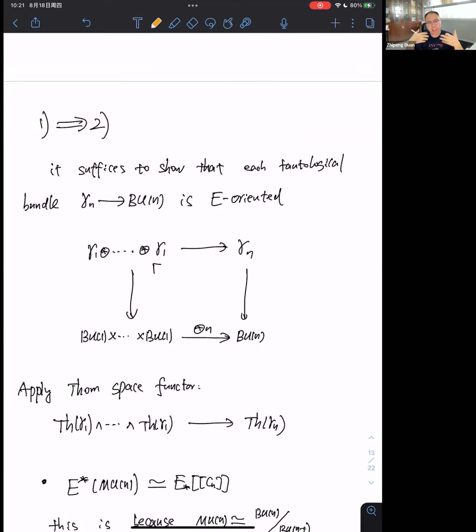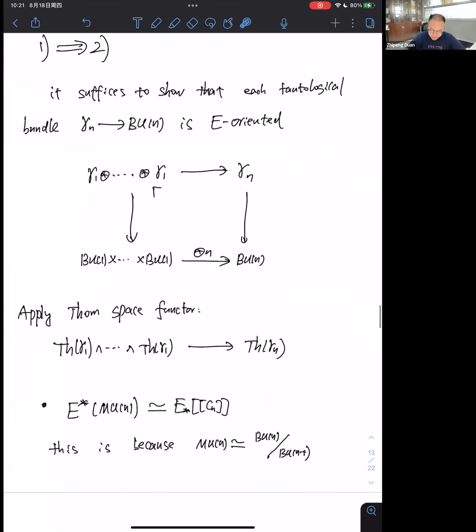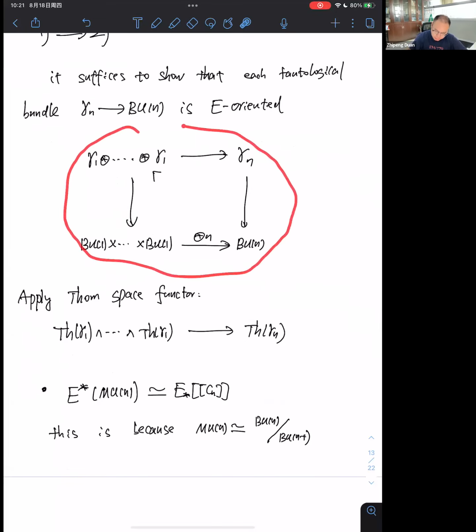Because of the classification theorem, it is sufficient to show that each tautological bundle is E-oriented. In other words, we need to find the Thom class in each tautological bundle. So this is the tautological n-bundle. How do we do that? Again, we consider the classifying map. This is the classifying map for the direct sum of n copies of line bundles. Then we have this pullback diagram.